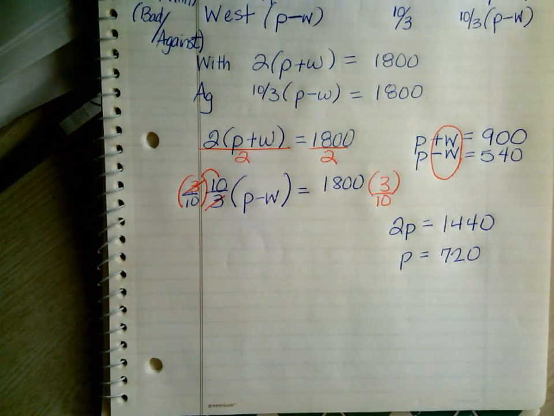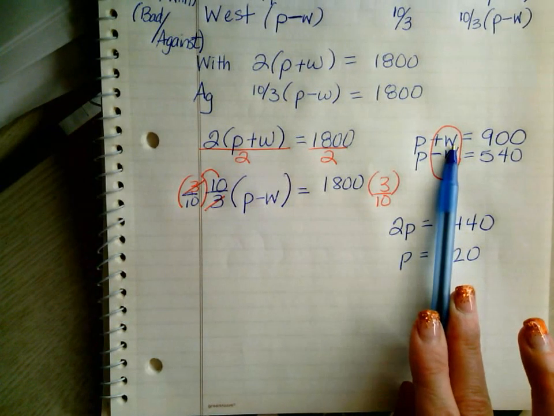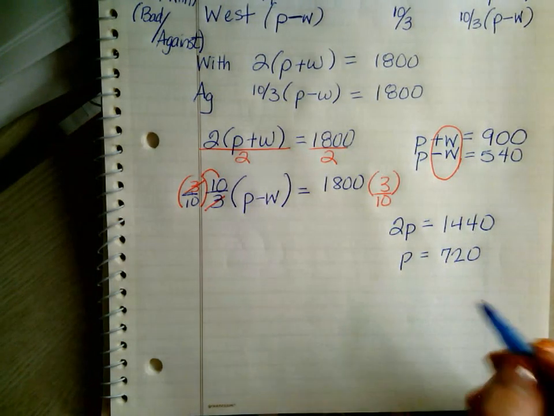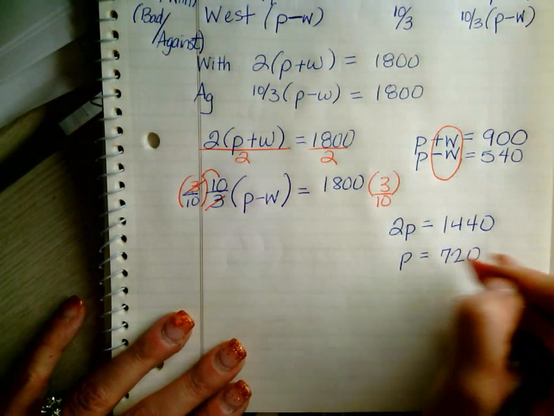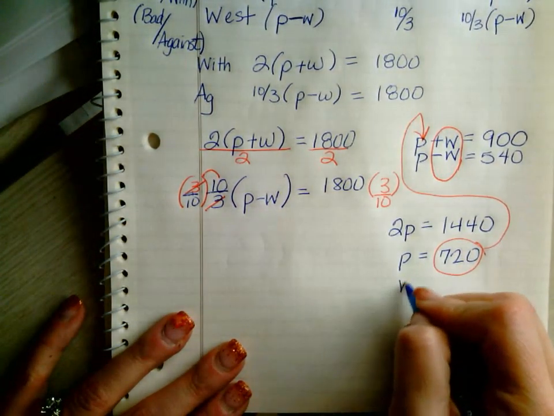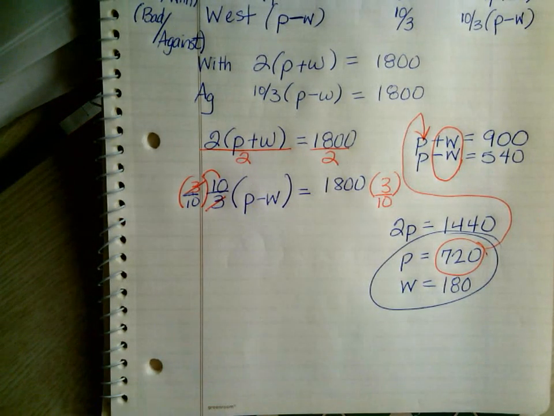720 for the plane speed, plus what is 900? Looks like it's 180, isn't it? Because I know the p, I know that w equals 180. So far so good?